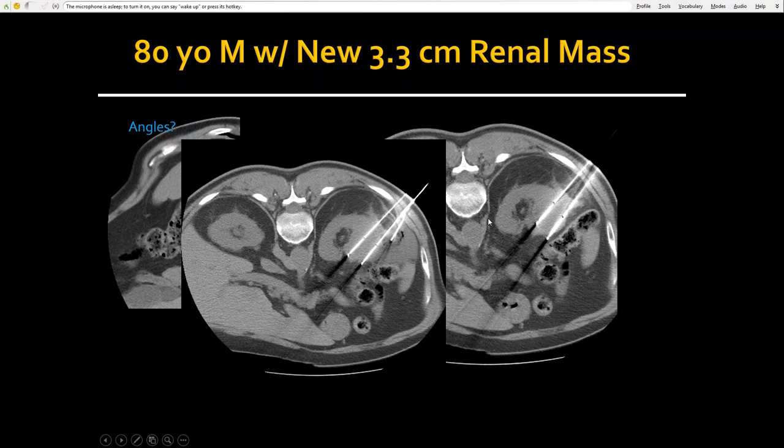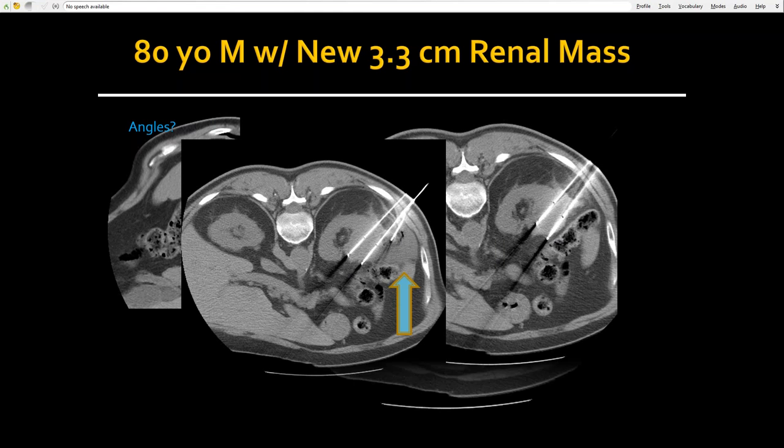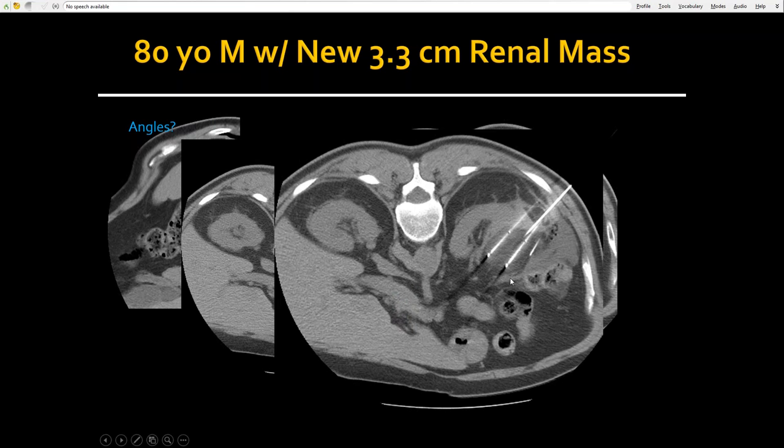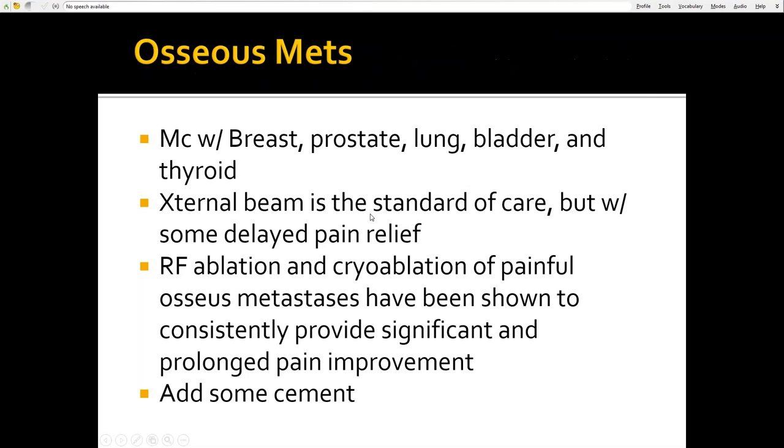So one way to do that is something called hydrodissection, which is utilizing saline to push the bowel out of the way. So I took a needle and tried to put it in this little groove here and start to push away the bowel by injecting a ton of saline. And ultimately that worked because the loop of bowel is now out of the way, and then we went ahead and froze this particular tumor.